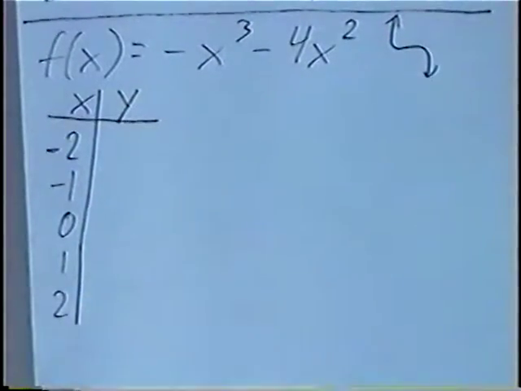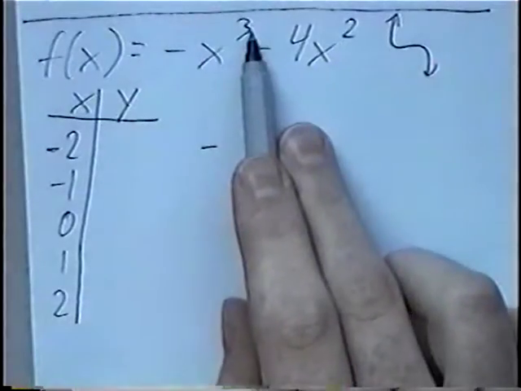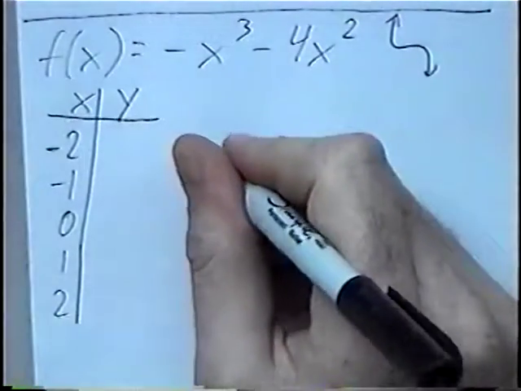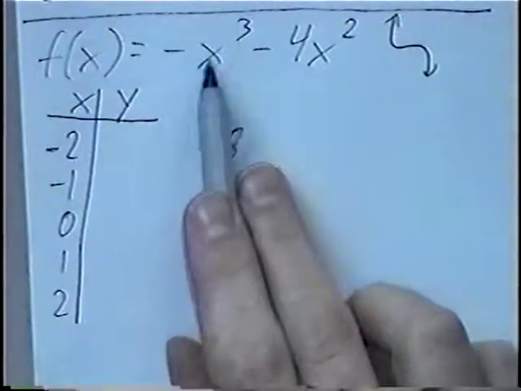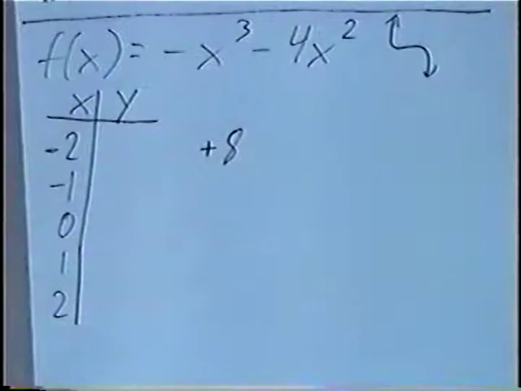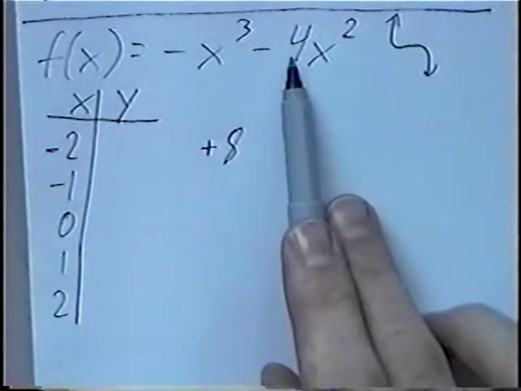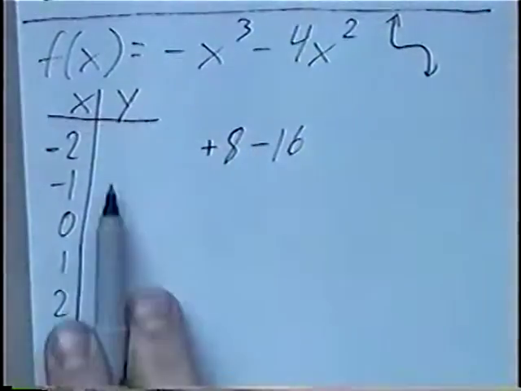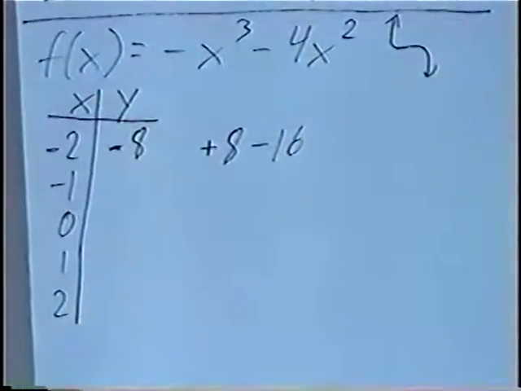Plugging a -2 in, we'll have negative, and -2 cubed would be -8. -8 with a negative outside would become a +8. So -2 plugging into the first term would be +8. -2 squared would be 4. 4 times a -4 would be -16. So our first y value would be -8.